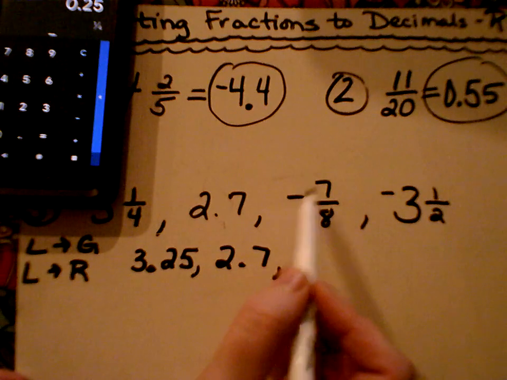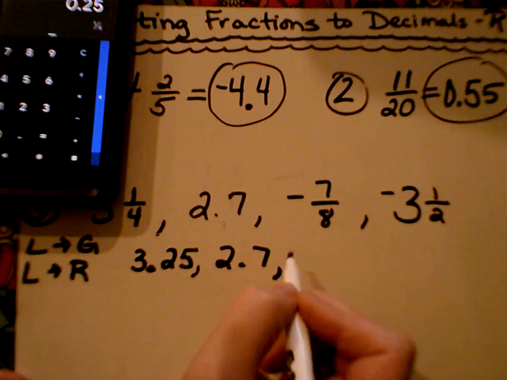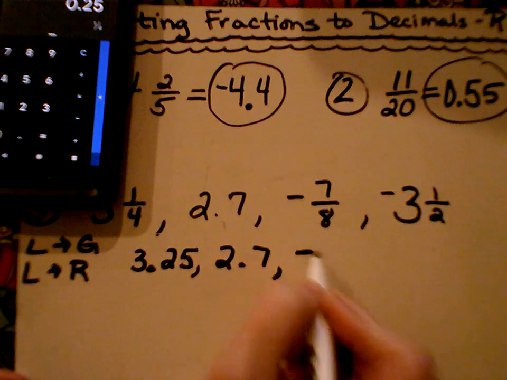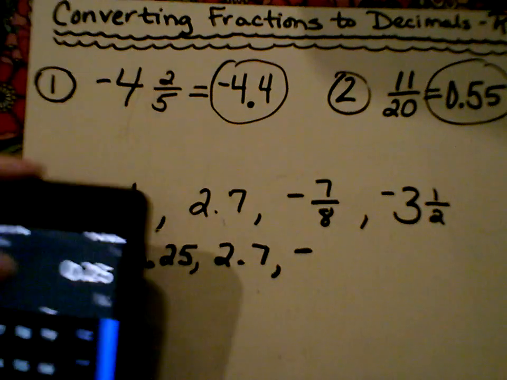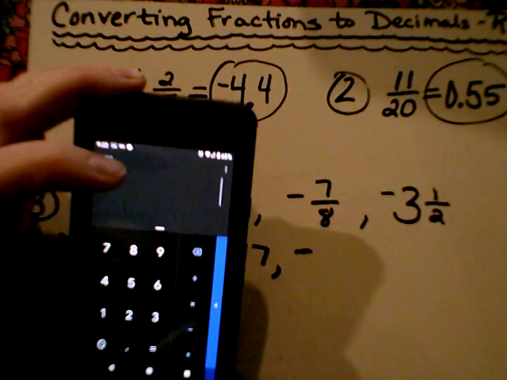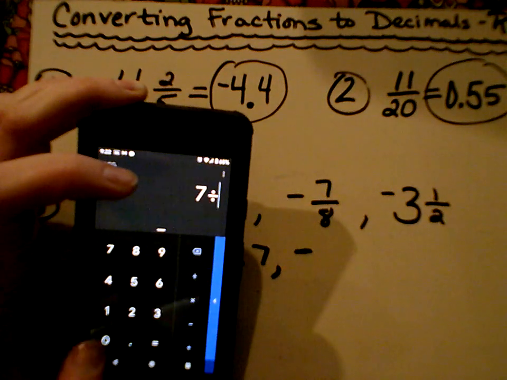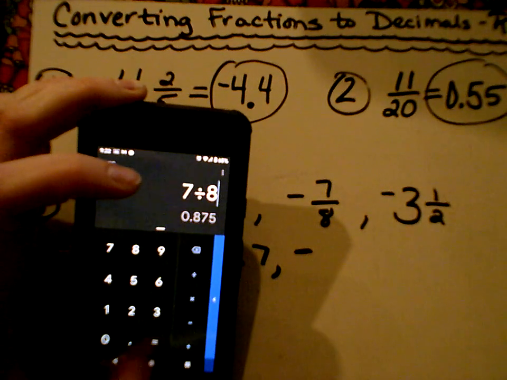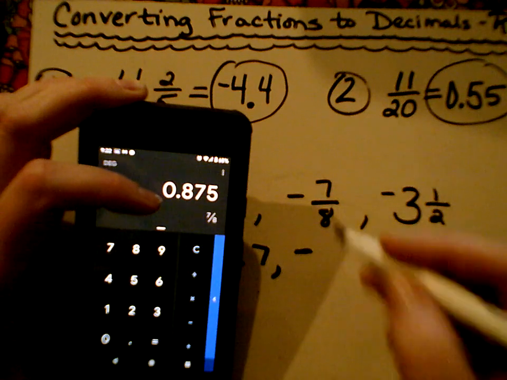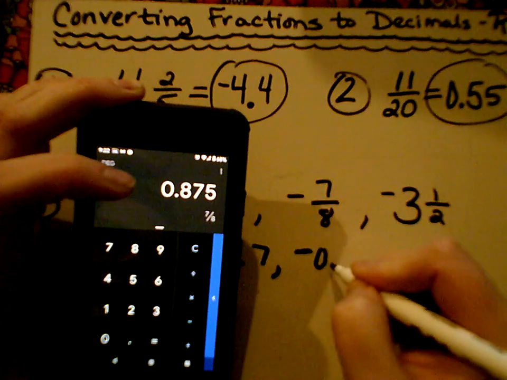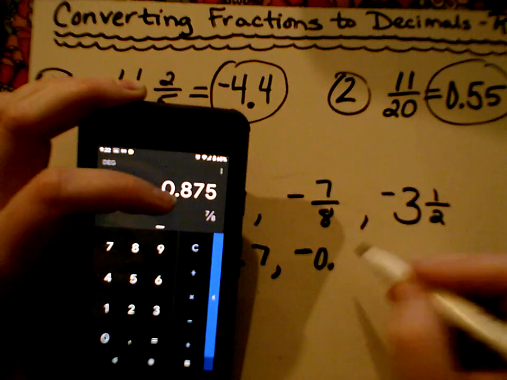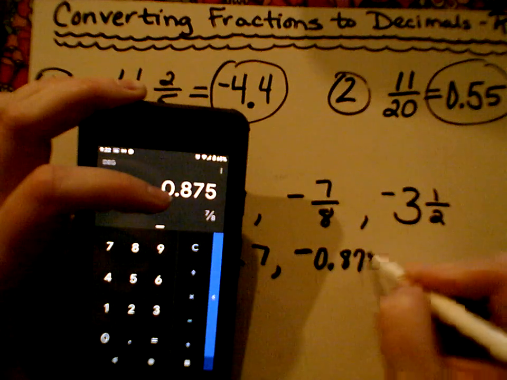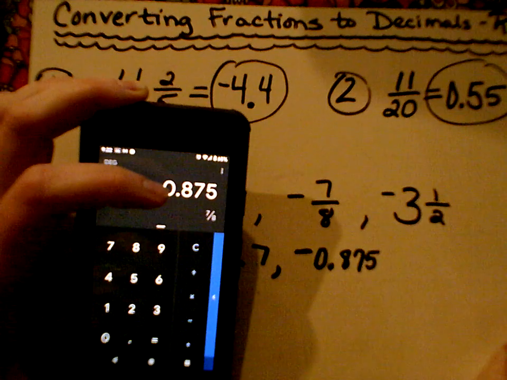Then I have to convert -7/8. I have to remember to bring my negative to my answer and then convert it. Okay, so I'm going to type in 7 divided by 8. Ooh, and I get something long. So I have 0 and 875 thousandths.